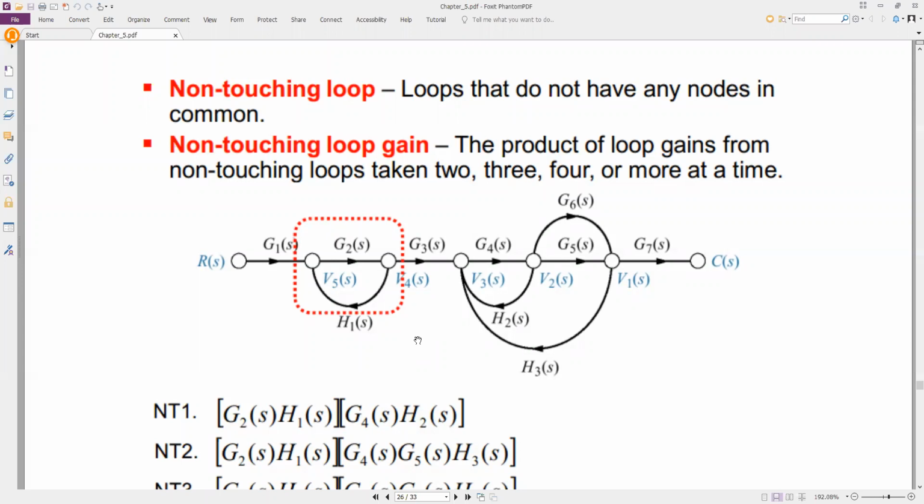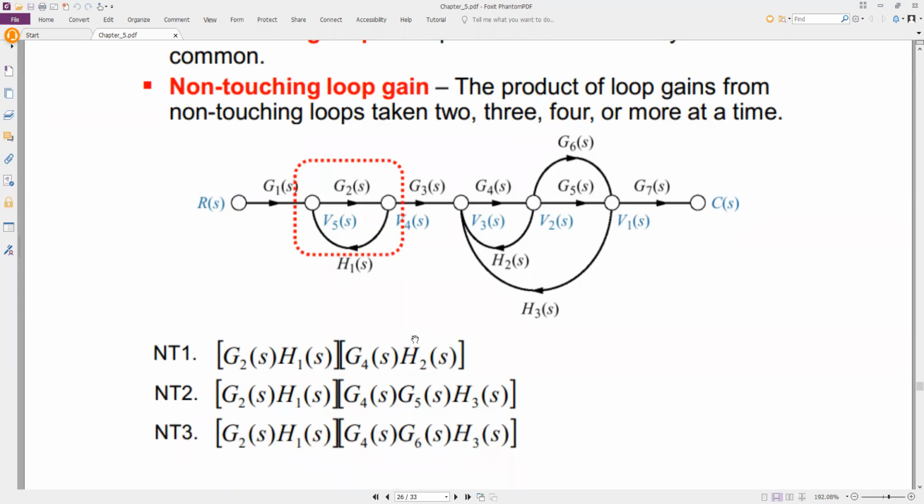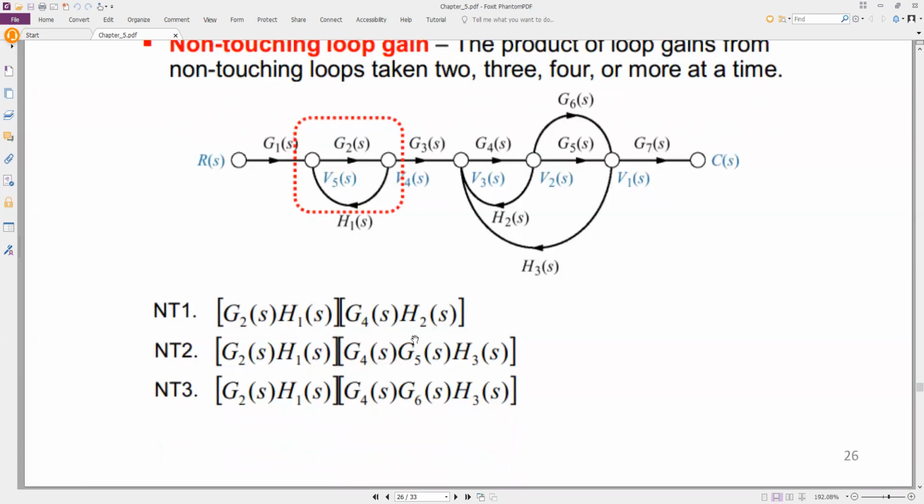So here the non-touching loop is what? G2H1 is the non-touching loop. Non-touching loop gain is the product of loop gains from non-touching loops taken 2 or 3 at a time. So see, non-touching loop 1, G2H1 into G4H2; second one, G2H1 into G4G5H3; third one, G2H1 into G4G6H3. So those loops are not common, taking 2 or taking 3 at a time.